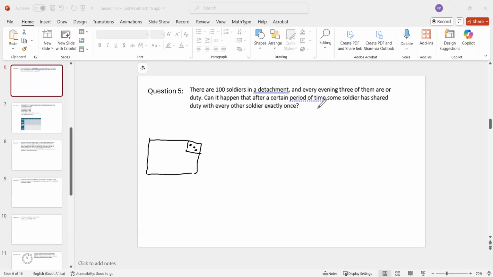Now, can it happen that after a certain period of time, some soldier has shared duty with every other soldier exactly once? All right, so again, let's understand it. Can it happen that after a certain period of time, some soldier has shared duty with every other soldier exactly once? So the question is, can it happen? Now, in questions like this, we often assume the opposite. You'll see a lot of cases like that. You assume something which is different from what you are trying to prove.